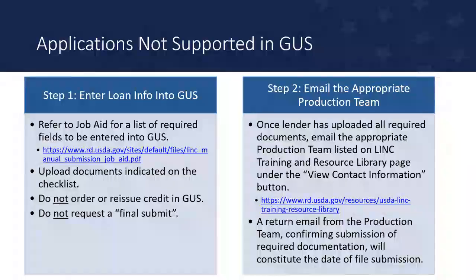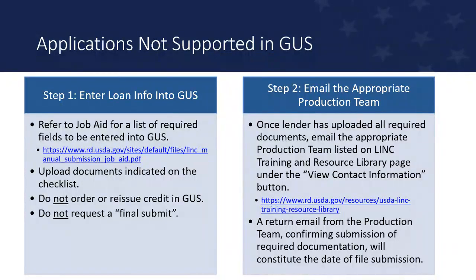There is one type of loan that has to be submitted manually, but you will start it in GUS. The Streamline Assist Refinance loans are not supported in GUS, therefore require a manual submission, as do any pilot loan programs that we have currently. We have a manual submission job aid located on our Lender Training and Resource Library page under the Loan Origination tab. It will walk you through the process.